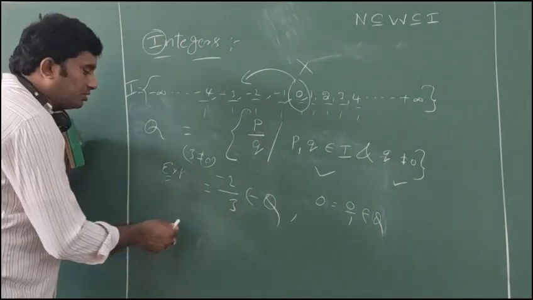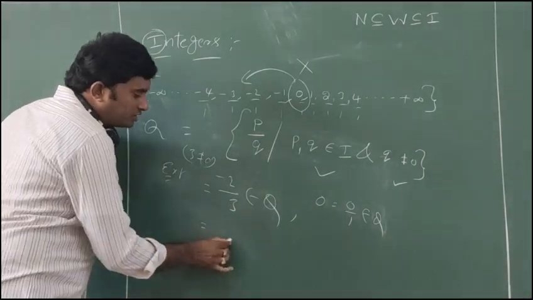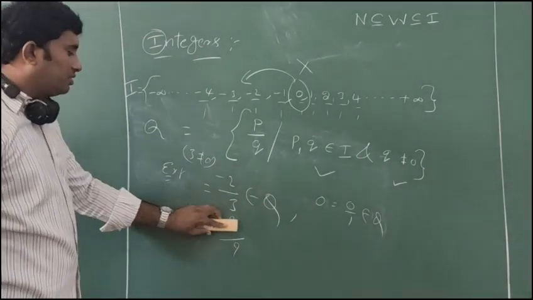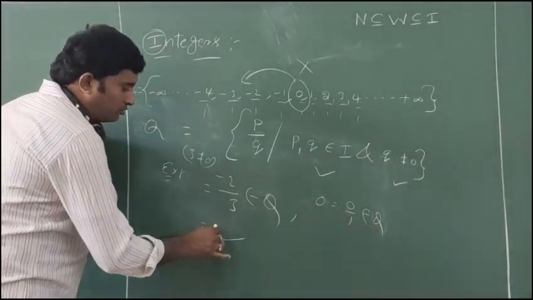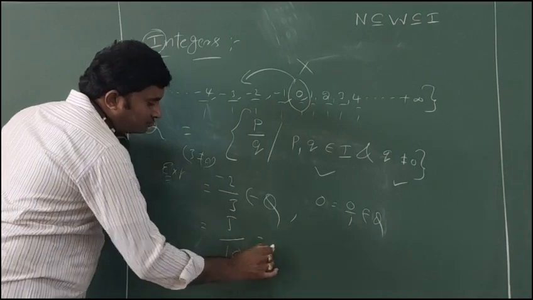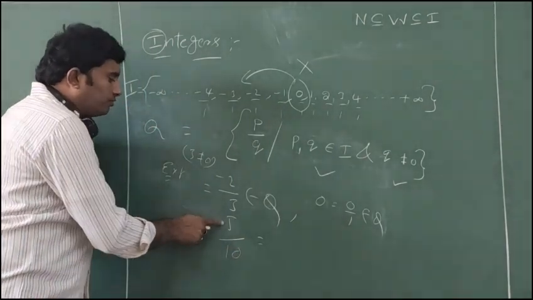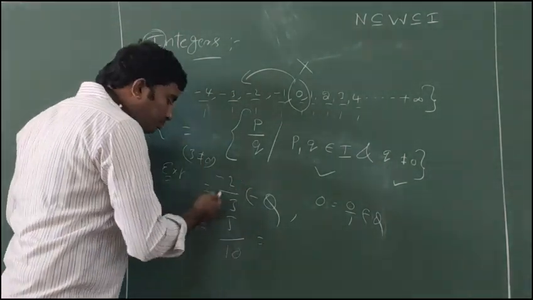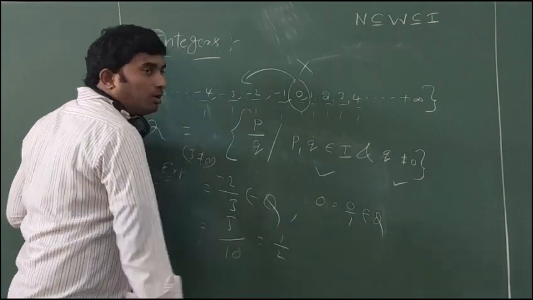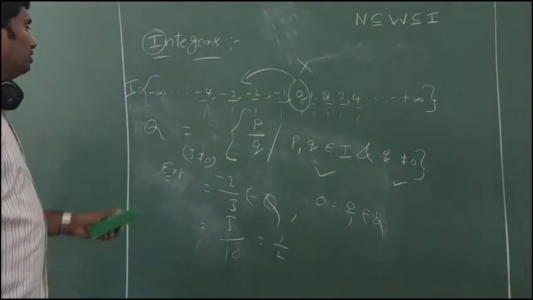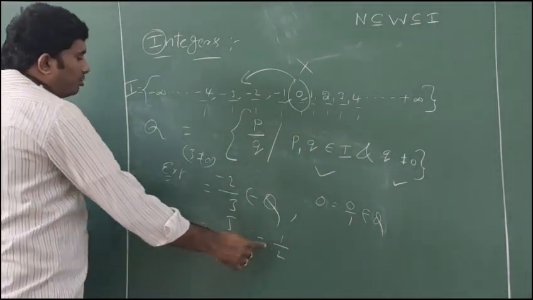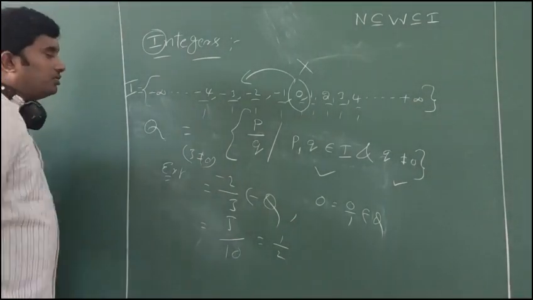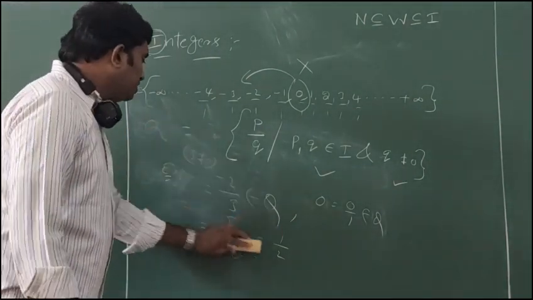Another example for a rational number. Very simple: you write down one integer by another non-zero integer. That's it. That is a rational number. For example, 5 by 10. 5 is an integer, 10 is also an integer, and the denominator 10 is not equal to 0. What is the simplest form of 5 by 10? We can write 1 by 2. Both are the same, so both are rational numbers. Why? Because both are of the form P by Q and the denominator Q is not equal to 0. That is the rational number set.